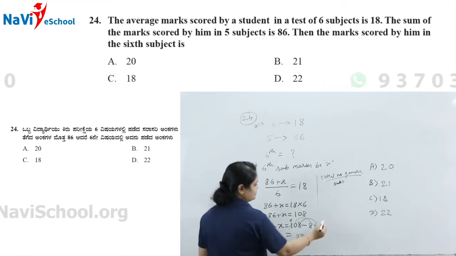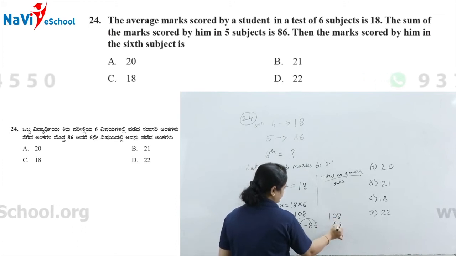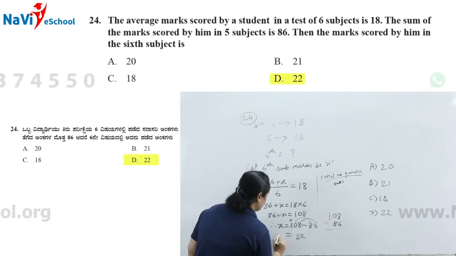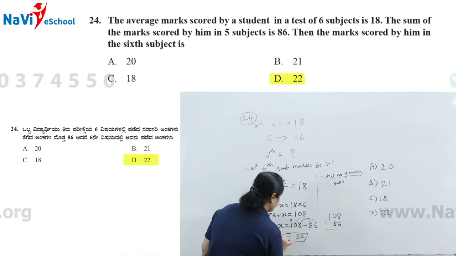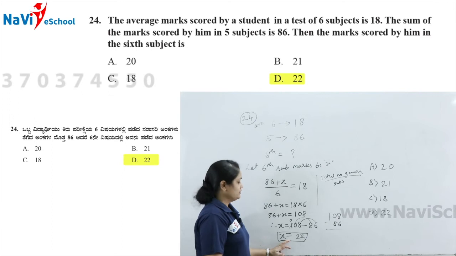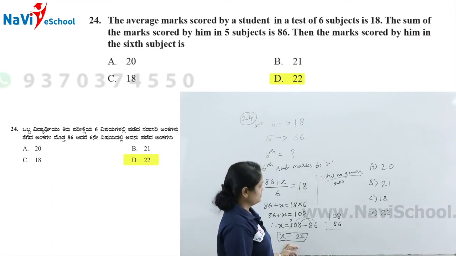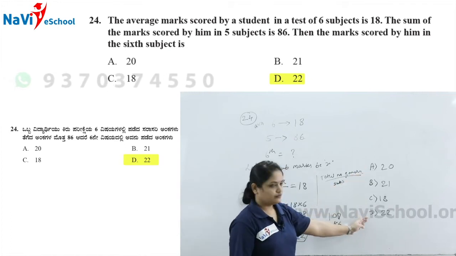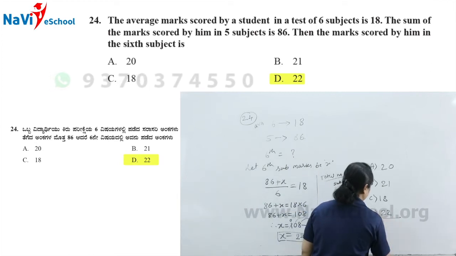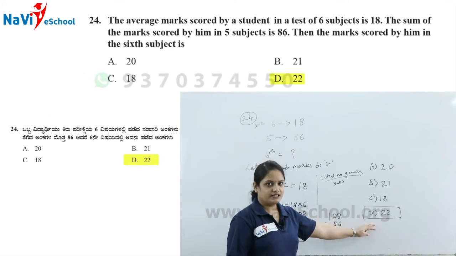You can do it like this also, 108 minus 86, whichever is convenient, you can do the subtraction. Okay. So here we got X is equal to 22. It means what? Our sixth subject, he scored 22 marks in the sixth subject. In the options, where is 22? D. Therefore, option D is our answer. Is it clear, children?